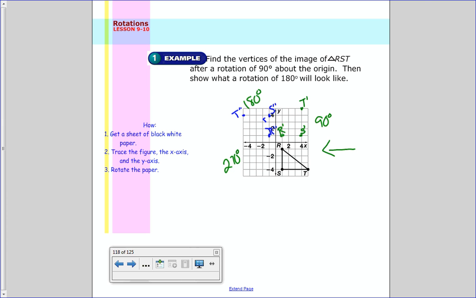So after 90 degrees, your triangle actually looks like that. After 180 degree rotation, it actually looks like that. And again, you do the same idea if you were going to 270. You would just turn your paper counterclockwise 90 more degrees, and that'll give it to you one more time. And then to 360, you rotate once more, and it'd actually be the exact same one you had before.